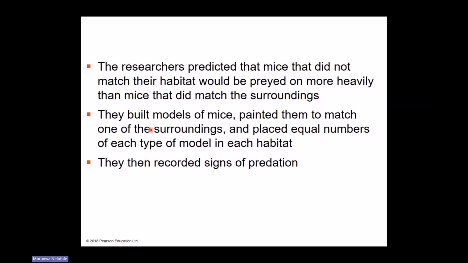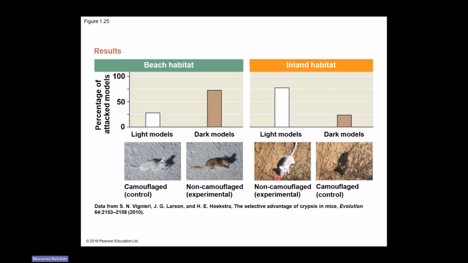Okay, they then built models of mice, painted them to match the ones of the surroundings, and placed equal numbers of each type of model in each habitat, in the same environment. Then they recorded the signs of predation. And these are the results that they found.